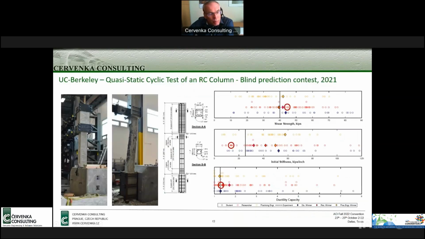Another example, another blind prediction, also a very nice one, also from Berkeley. That was these columns. This time it was a column with cyclic loading. An important result that we were required to predict was the ductility. So this bottom shows the scatter of results from all participants. Our prediction was here, so we were really very much on target with the ductility capacity. Also, we had a quite good prediction for the strength capacity, but somehow underpredicted, or actually over-predicted, the initial stiffness.